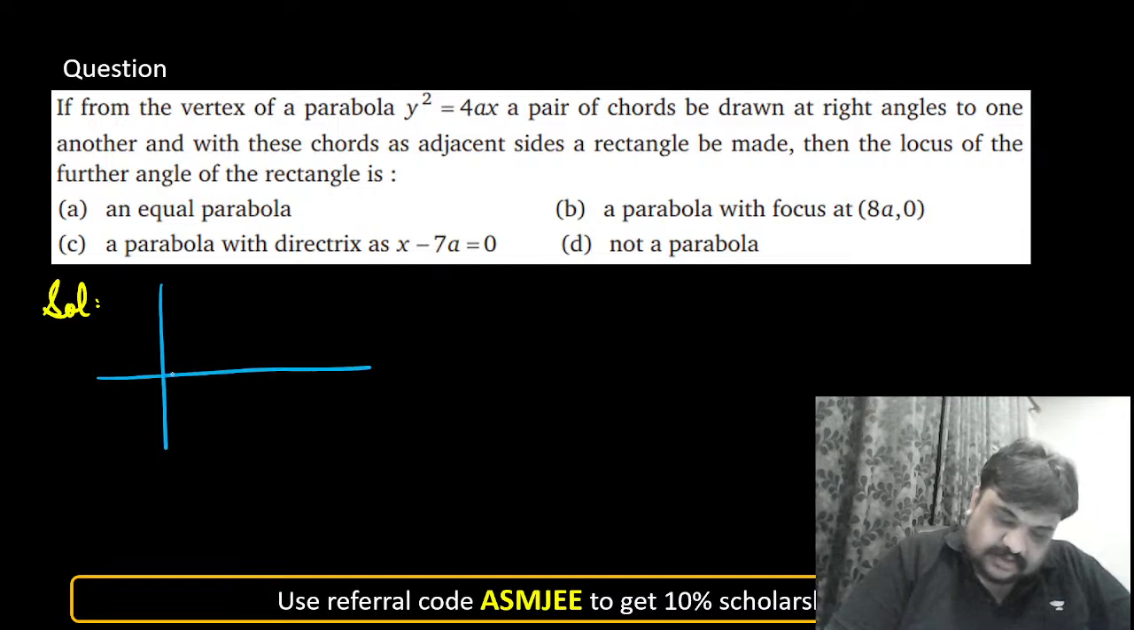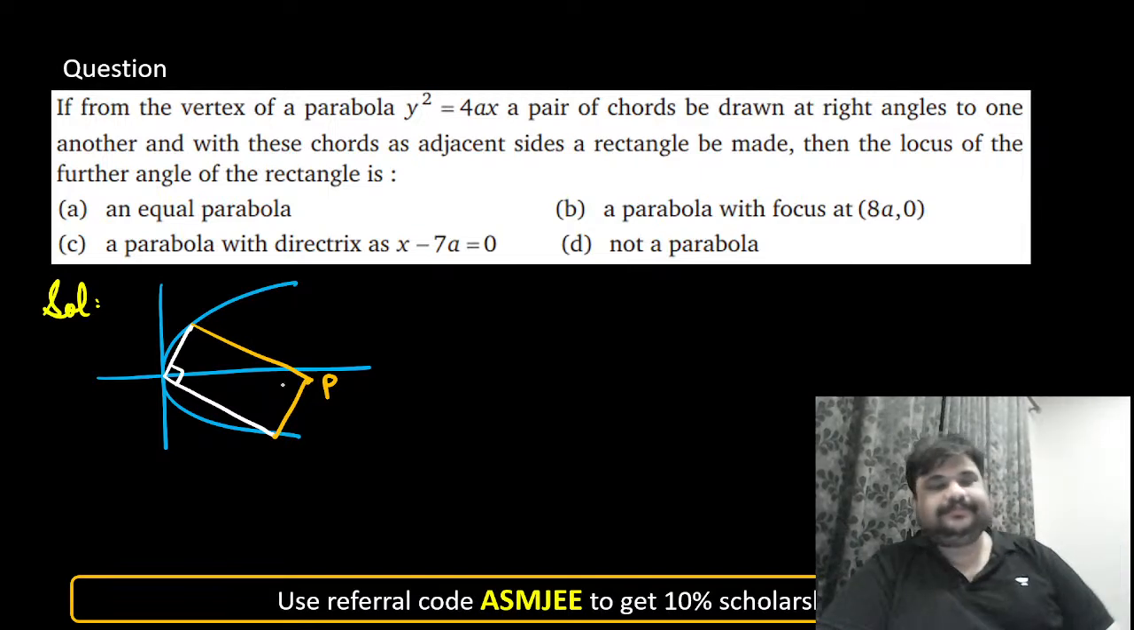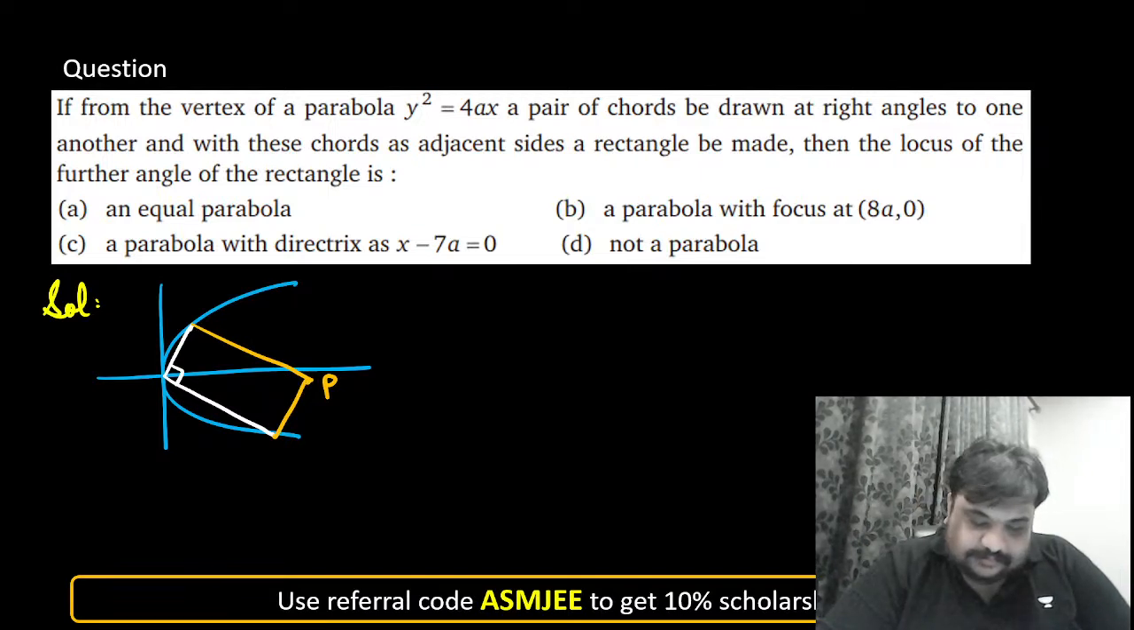Now what is happening in this question? From the vertex two perpendicular chords are drawn, and with these chords as adjacent sides a rectangle is made. Oh, how cool. Then locus of the fourth vertex. We want locus of this point P. So let this be h comma k.